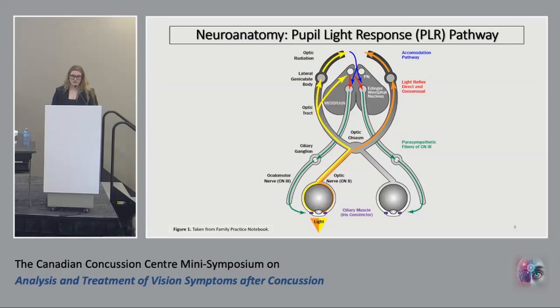So light would enter the eye through the pupil, which goes through the retina, which then travels along the optic nerve, and then it projects to the lateral geniculate nucleus. But then there's other different pathways. And so if you come back in the other direction, we have the accommodation pathway, which then goes through the oculomotor nucleus and the oculomotor cranial nerve, which controls the constriction of the pupil in response to light.